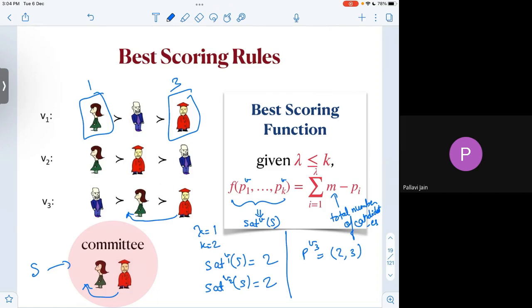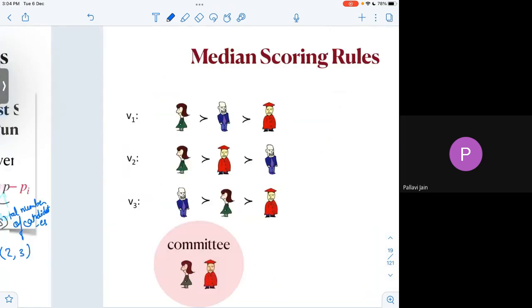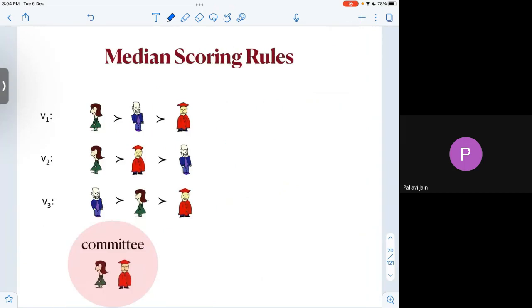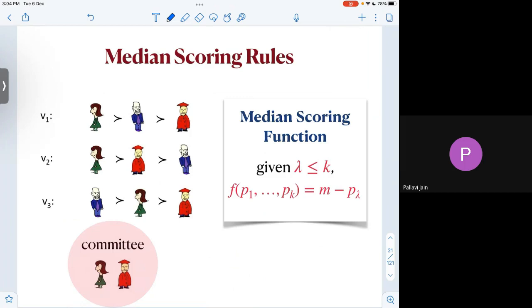Any other question? Okay. So let's look at one more rule. We'll just complete the definitions and then we will do algorithms today. Okay. So median scoring functions. Now you do not have summation here. Okay. So again, you have lambda as an input, right? What does it mean? It is basically saying in the position vector, I care about the lambdath position. Forget about everything else. Okay. That's the rule. So what we are saying, we are just saying m minus p lambda.